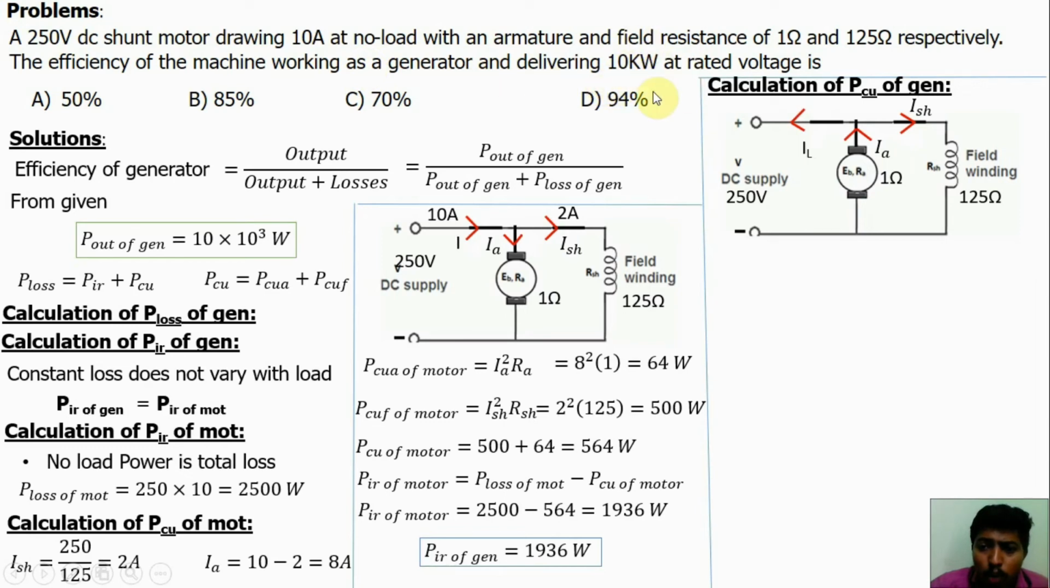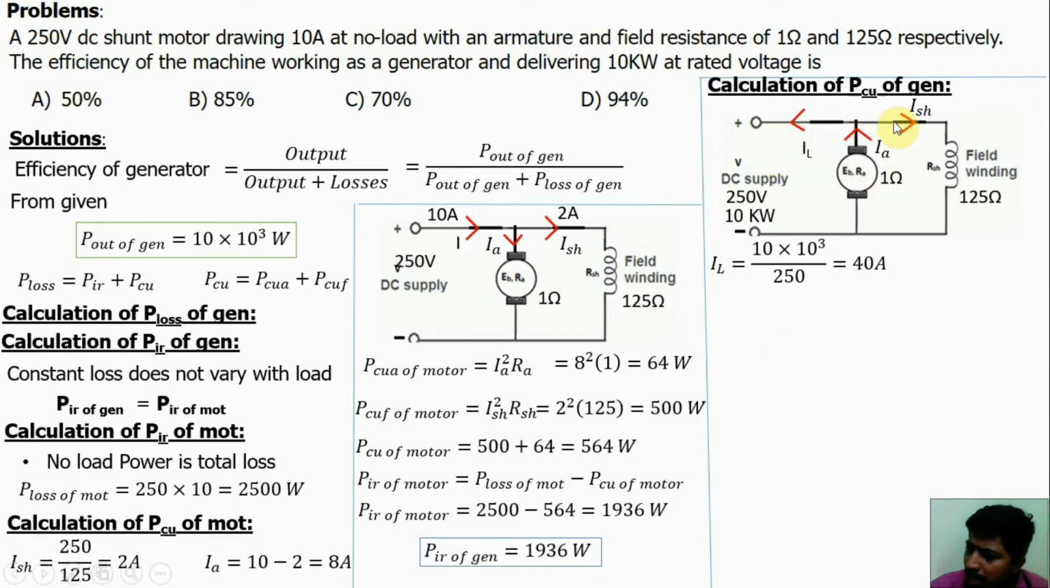Here the output power is given. Output power is 10 kilowatt. Output voltage is known, output power is known, so we can find the output current IL. IL is equal to power by voltage. Power P is equal to voltage into current, from that current is equal to power by voltage. So power is 10 kilowatt, that is 10 into 10 power 3. Voltage is 250 volt. So total load current is 40 amps.